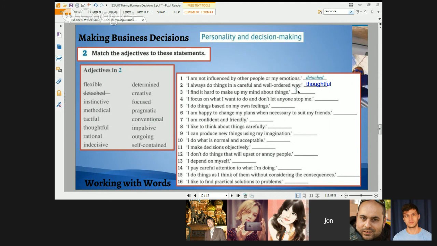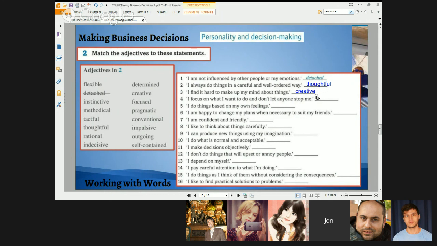Andrei, what would you say about number 3? I find it hard to make up my mind about things. Creative. Oh, you don't have a good opinion about creative people then. Okay, we'll see how far we get. We might change some of these. We'll see. What do you think, Sylvia?